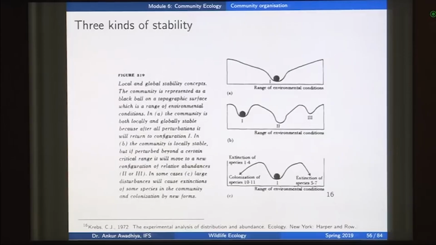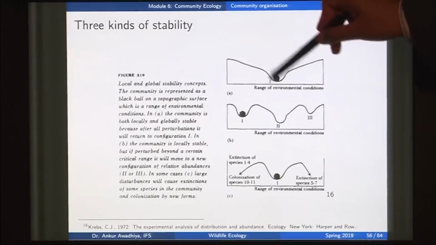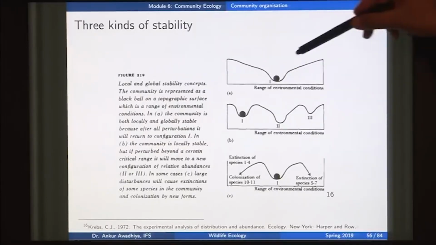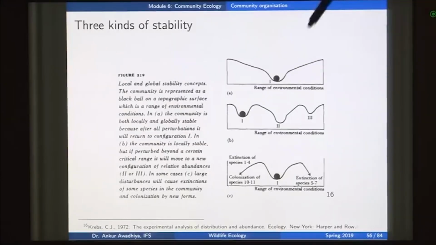Now, stability is divided into different kinds. So, we can talk about global stability and we can talk about local stability. We can understand it by the example of this ball on the surface. If you take this ball up here and then release it, with gravity the ball will come down and reach here. You take it to the other direction and again it will come down.